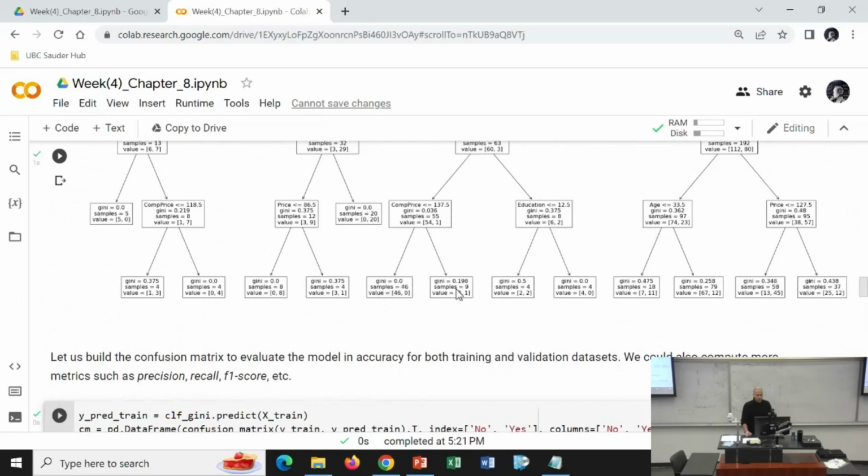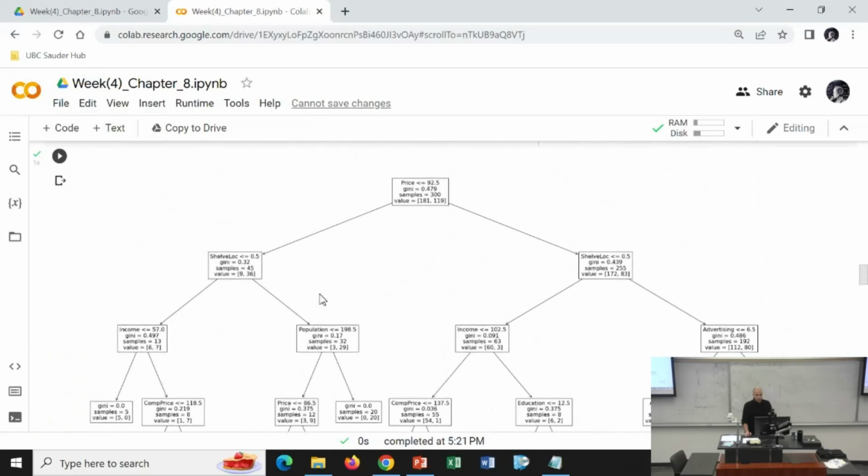We are not deciding on this. The algorithm is creating boxes which contain these many data points in each of them. So this thing is some region 1, this thing is some region 2, this is like a region 3.